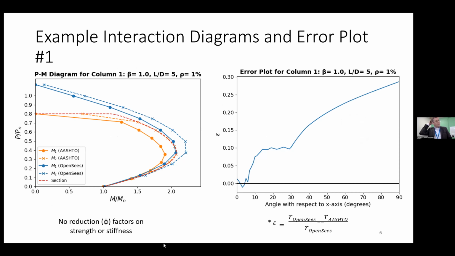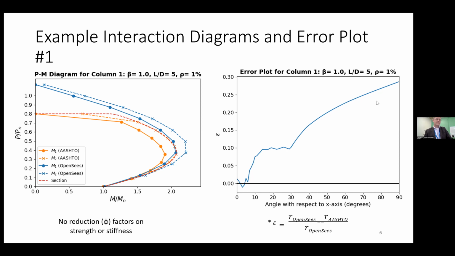Okay, so what we've developed are sets of interaction diagrams. So this is maybe a little hard to see, but the red dashed line is what a traditional section analysis would give you. Okay, and then the other 2 dashed lines, or excuse me, the solid lines are what the AASHTO procedure would tell you is the axial moment strength for the section. This is for beta equals 1 and slenderness of 5. Not a very long column, but kind of a short column.